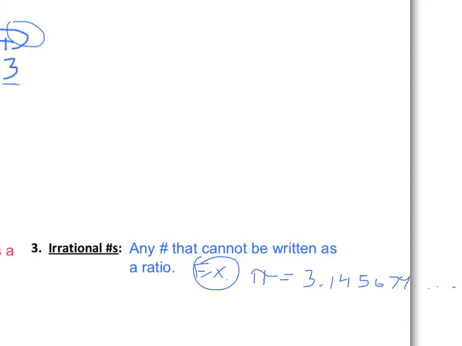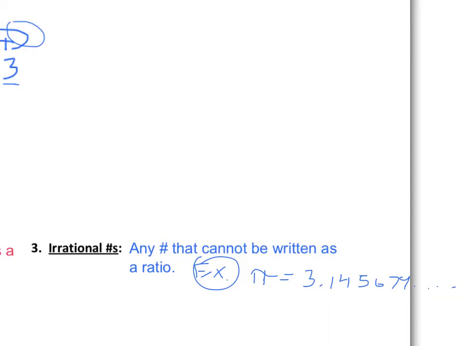Well, irrational kind of means that there's no reason for it. It doesn't make sense. This goes on forever, and there's no pattern to it. 0.145679, there's no pattern to it, so it kind of doesn't make sense. Most real numbers that you deal with are rational. Every now and then you'll have some irrational numbers. And we'll take a look at some other examples of this in class.